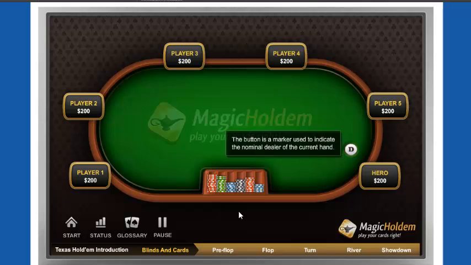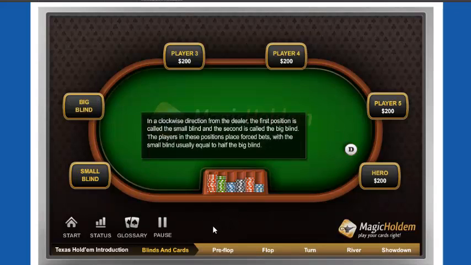The button is a marker used to indicate the nominal dealer of the current hand. In a clockwise direction from the dealer, the first position is called the small blind and the second is called the big blind. The players in these positions place forced bets, with the small blind usually equal to.